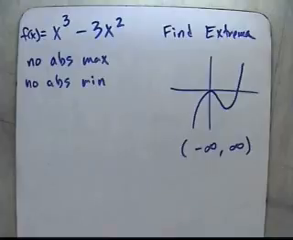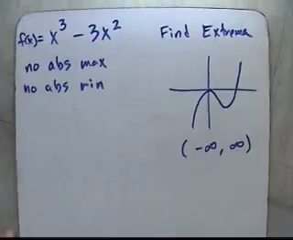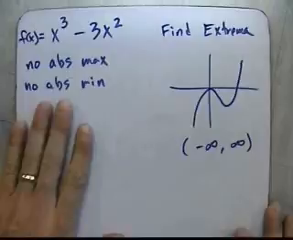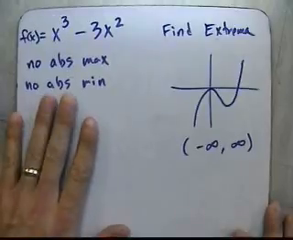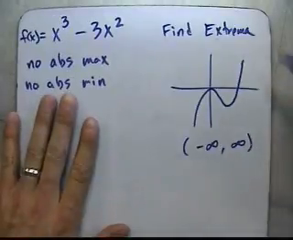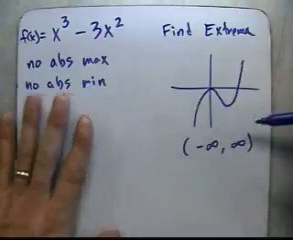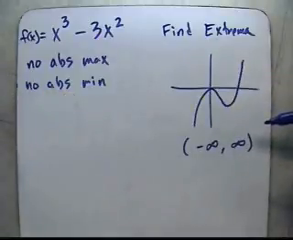But then it's not a fixed value, right? Anyways, so now this one has no absolute maximum and no absolute minimum. Now that doesn't mean this graph doesn't have what they call a relative maximum and relative minimum.